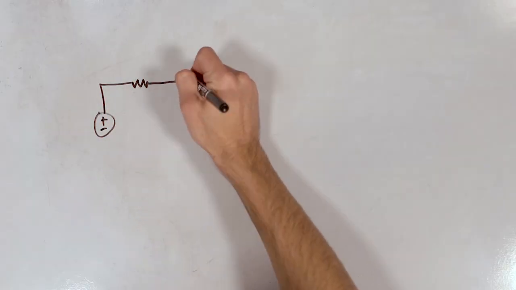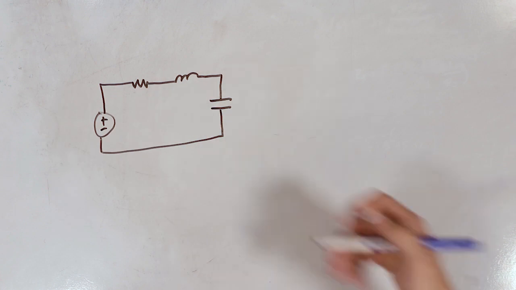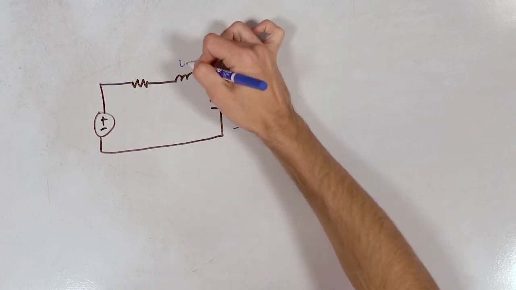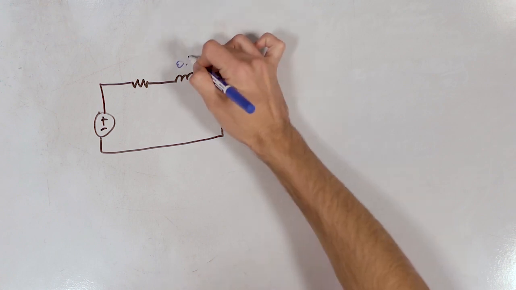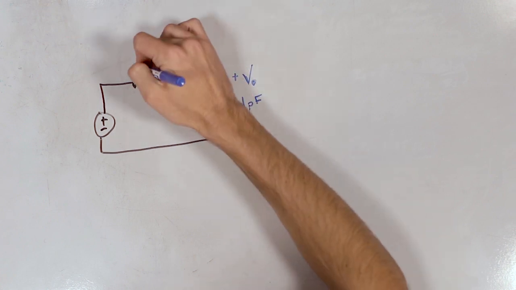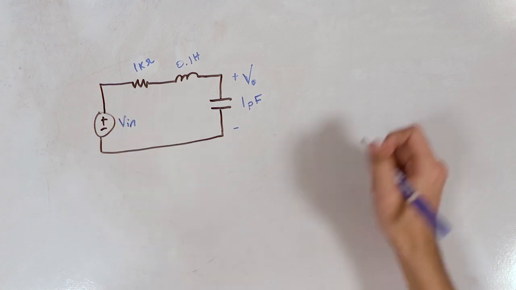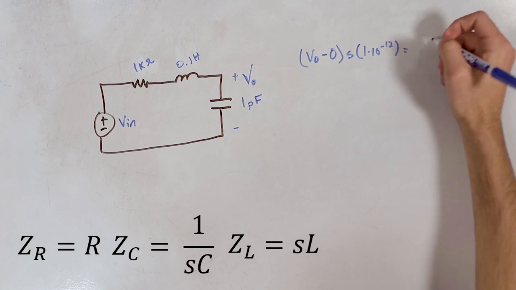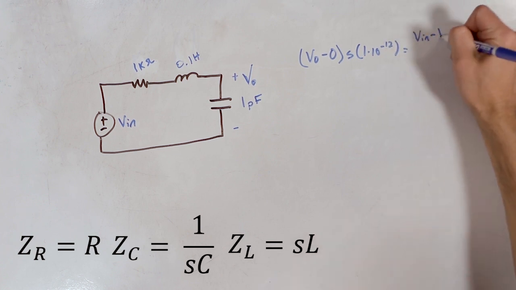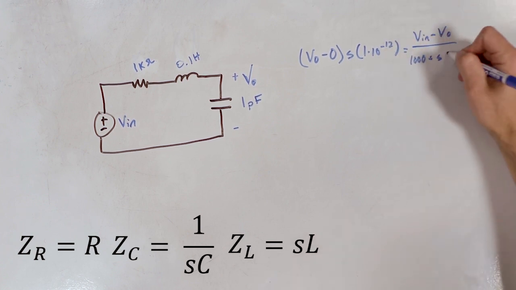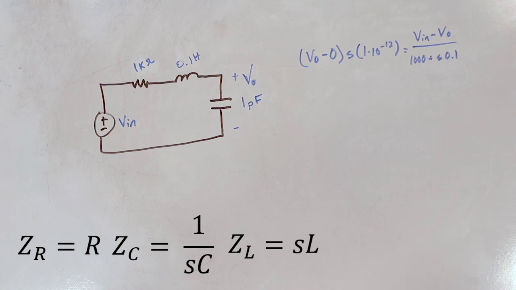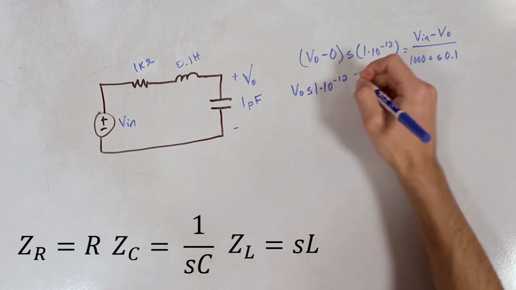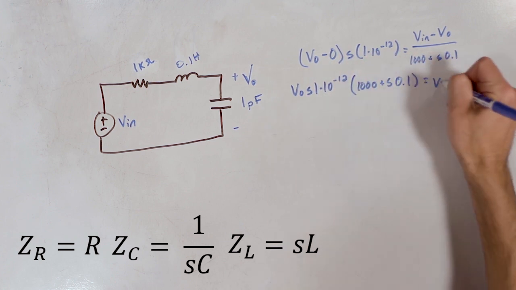Suppose you had an RLC circuit, with the capacitor being 1 picofarad, the inductor being 0.1 Henry, and the resistor being 1 kiloohm. In order to solve for the transfer function of this circuit, you would simply do nodal analysis at the output node, setting the current into the node equal to the current out of the node. For the impedances, you would use the resistance for the impedance of the resistor, 1 over S times the capacitance for the impedance of the capacitor, and S times the inductance for the impedance of the inductor.